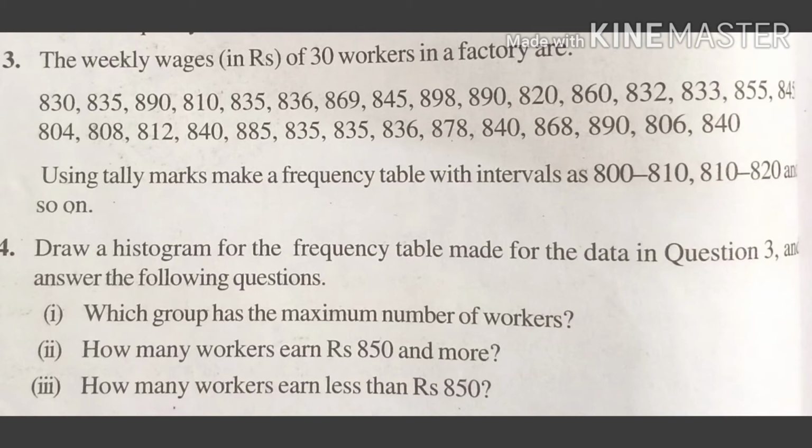3. As in question number 3 we have made that table, now we have to see the table. After that, with the help of this table you have to draw that histogram, and with the help of this histogram we have to solve the question. Which group has the maximum number of workers, how many workers earn rupees 850 and more, and how many workers earn less than 850. Okay, so now we will draw a histogram.